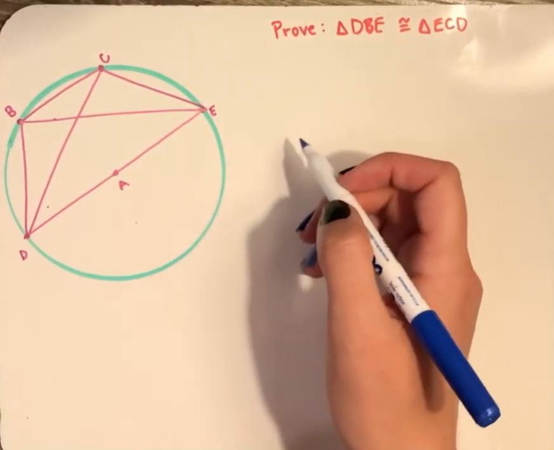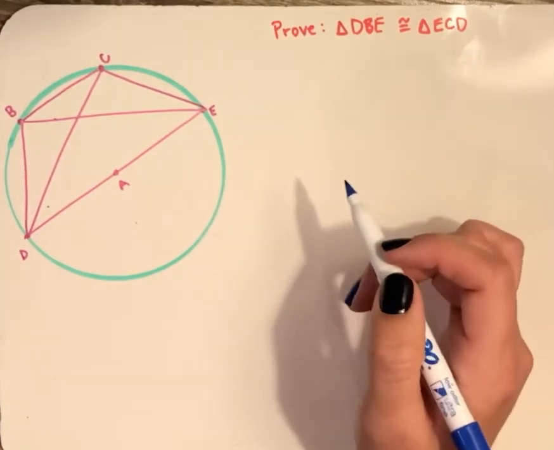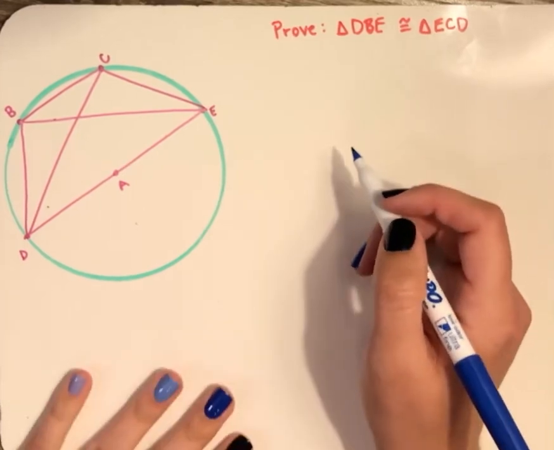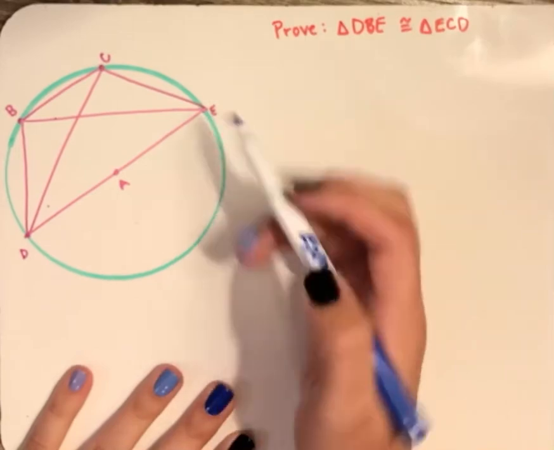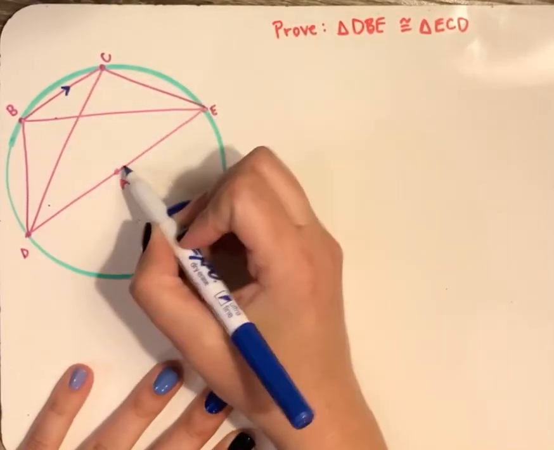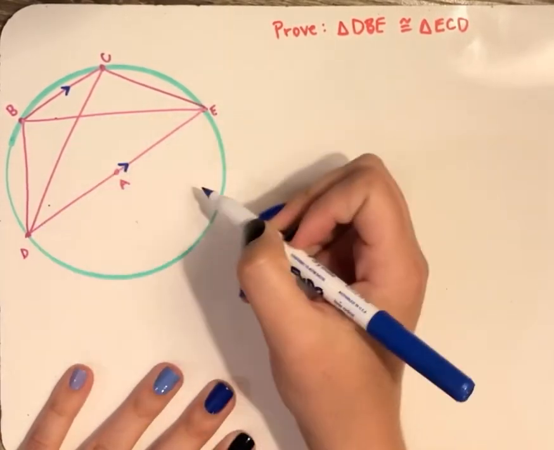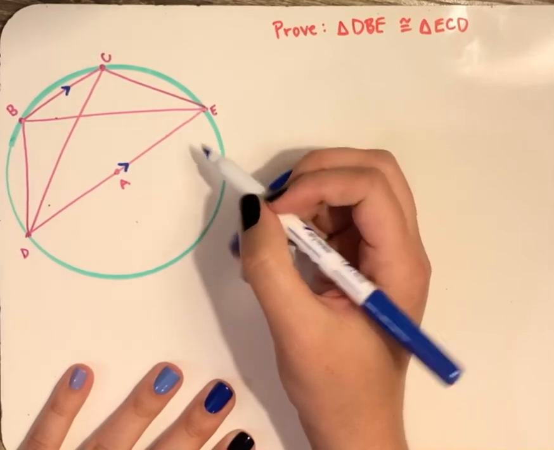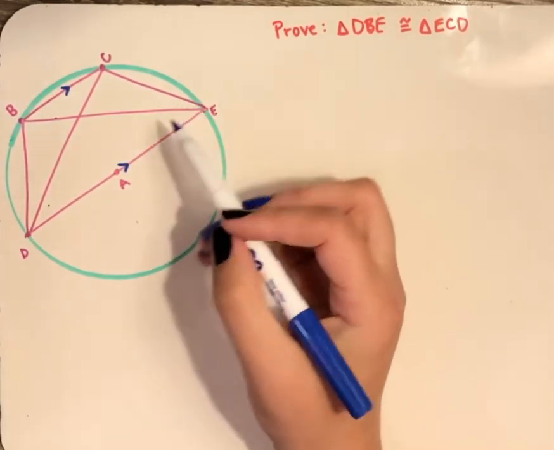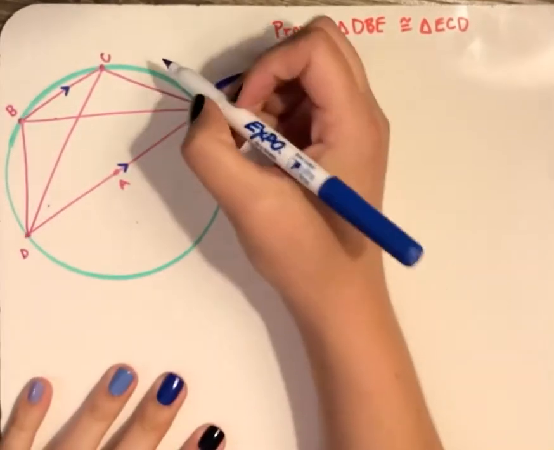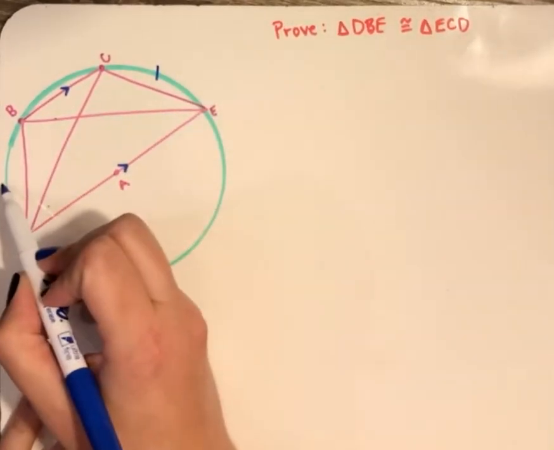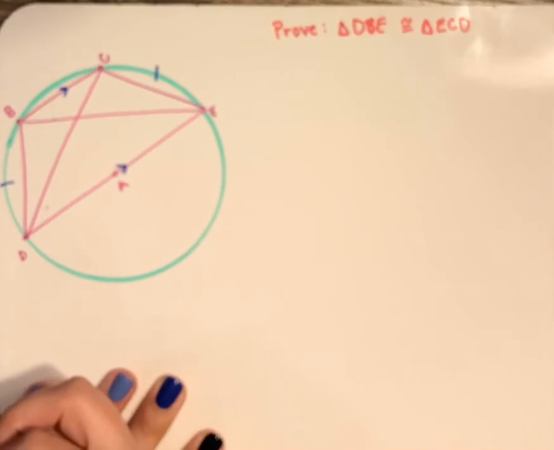So I'm going to go over how I would approach this first proof that I assigned to you. We were given that BC is parallel to DAE, so I'm going to start by marking that on my diagram. Now I know from a couple weeks ago we had a lesson where we saw that if two chords are parallel, then the arcs between them are congruent.